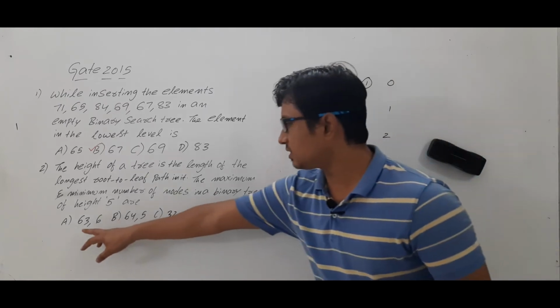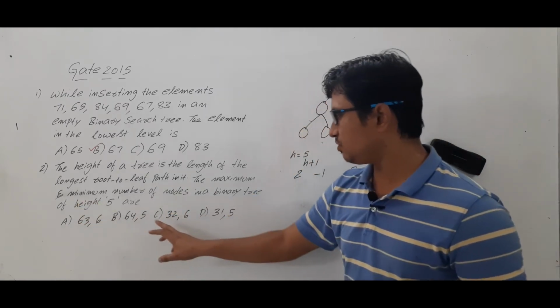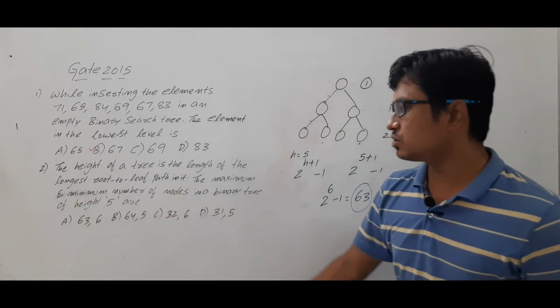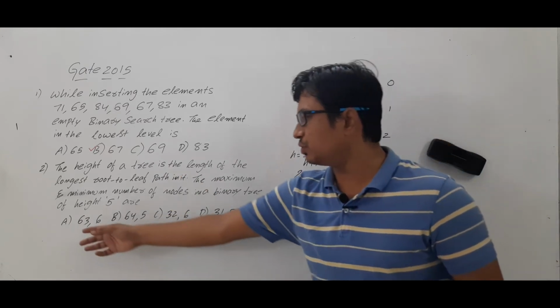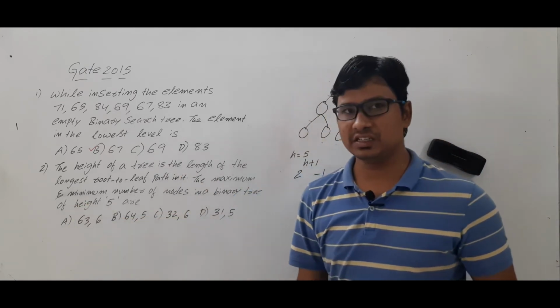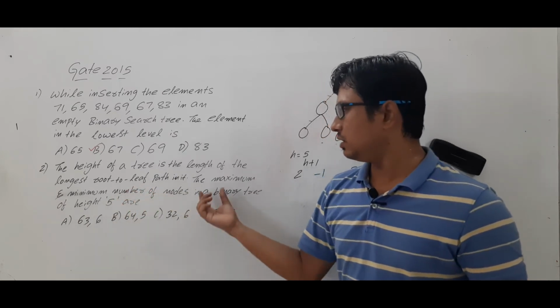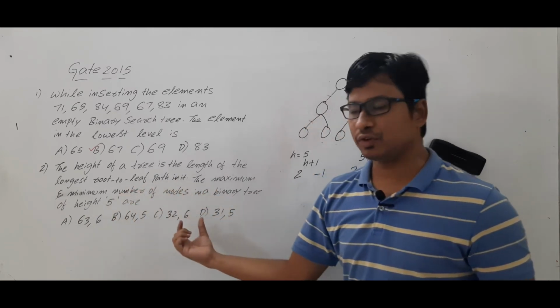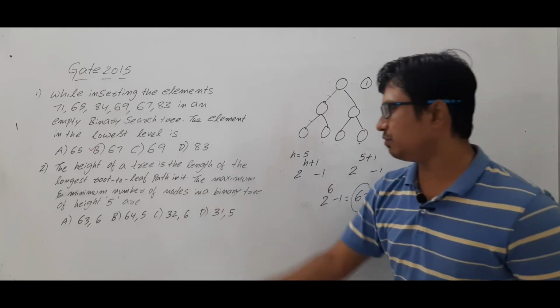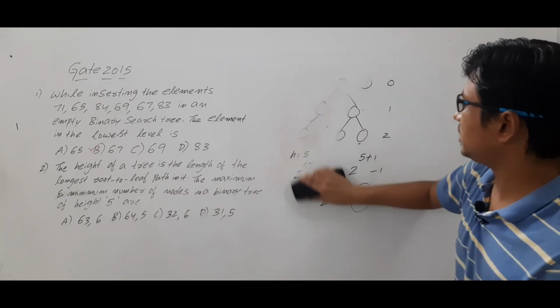So where is the option? 63 is this one, here 64, here 32, here 31. So without finding the minimum number of nodes, we can say option A is the right answer. But for me, I will find the minimum number of nodes, and also I will discuss how we get the answer as 6.